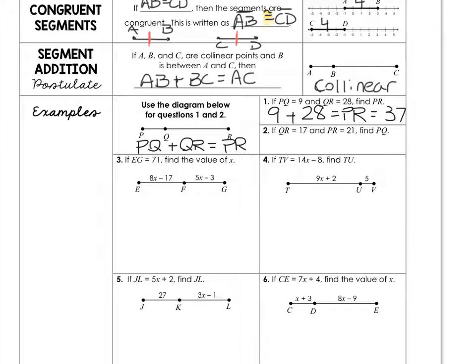In example 2, I'm trying to find PQ, one of the shorter segments. So PQ plus QR equals PR. When I'm trying to find one of the smaller ones, I'm going to subtract. So PQ equals 4.